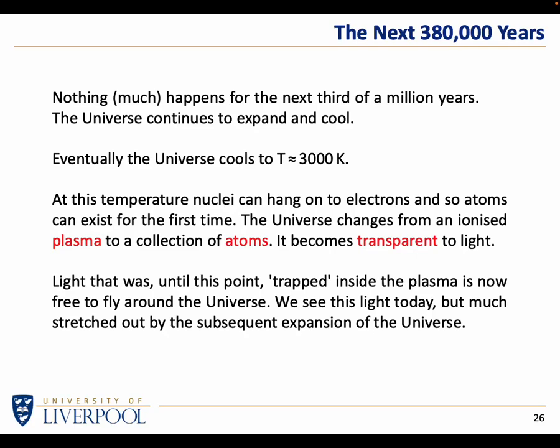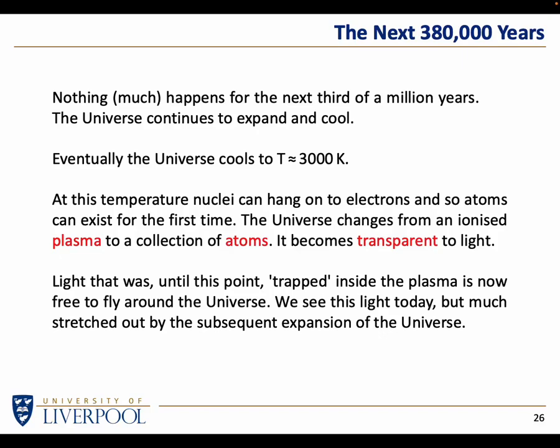When the light was released, the universe was at 3,000 Kelvin, a brilliant white light. It would have produced a huge amount of visible light. But we don't see that visible light because the universe has continued expanding for the last 13.8 billion years. And so we see that light, but now it's been stretched out by the subsequent expansion of the universe.